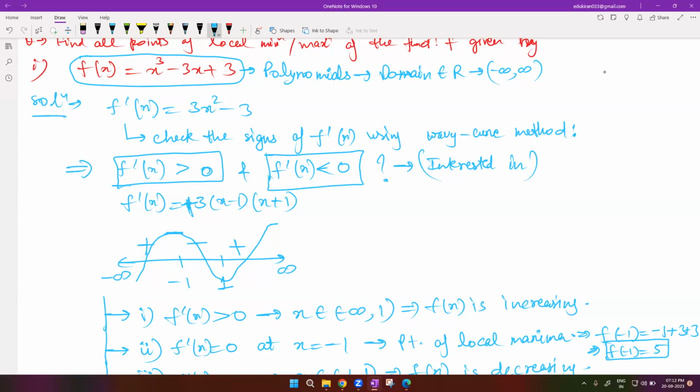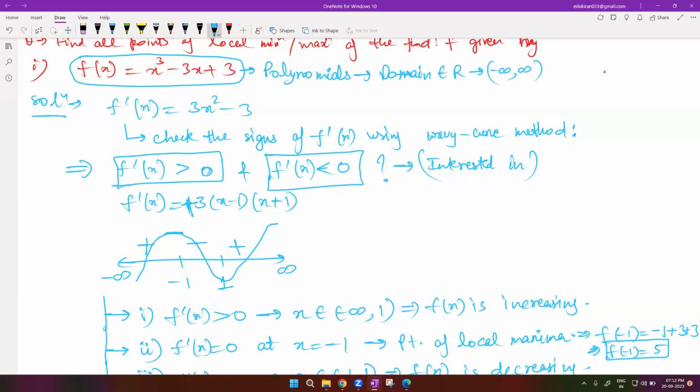So my first inference, my first conclusion from this question would be, wherever f dash x is 0, these points are important. These points have the potential to be an extreme point. Now the question is, will they always be extreme points? No, they will not always be the extreme points.